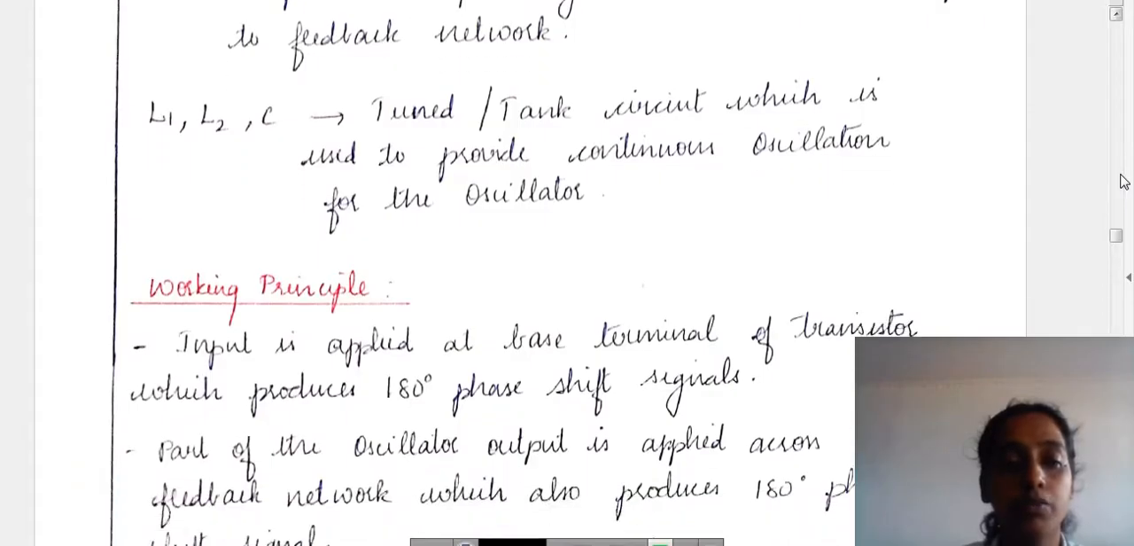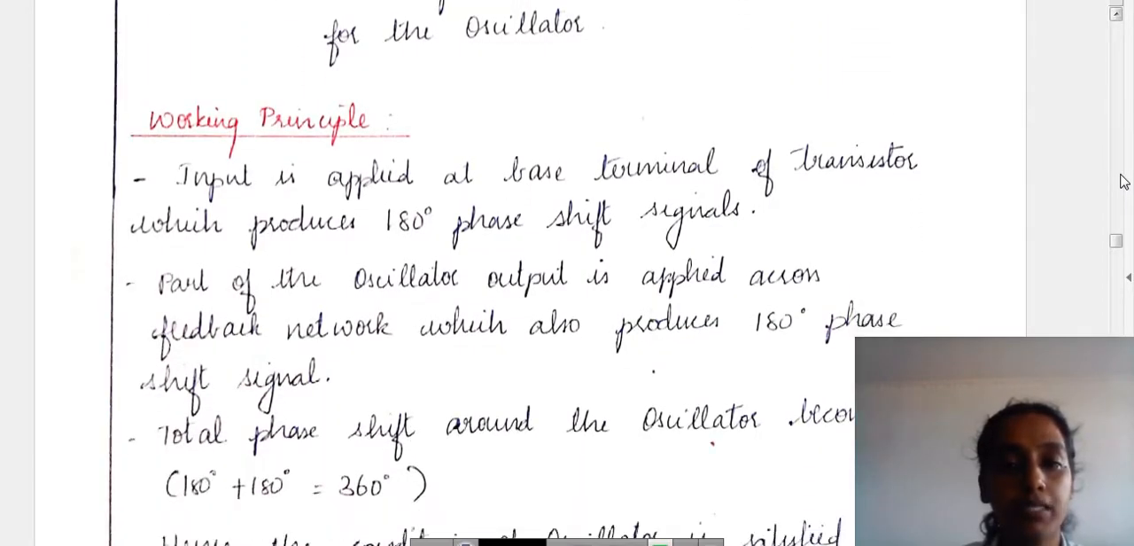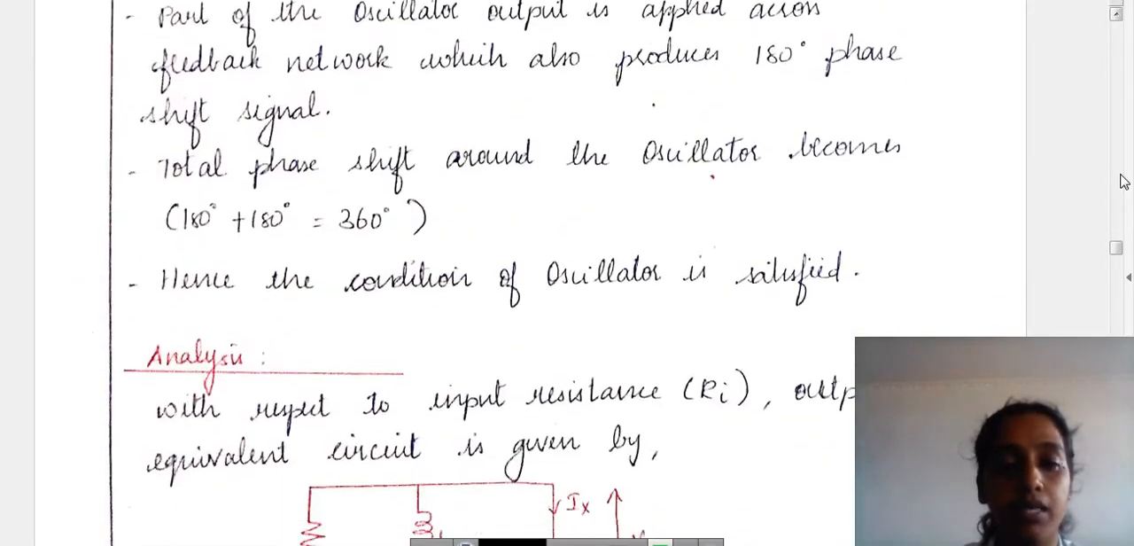Moving on to the working principle. The input is applied to the base terminal of the transistor, which produces a 180-degree phase shift, and the feedback network will provide a 180-degree phase shift. Totally we have 360 degrees. Hence, the condition for oscillation is satisfied.